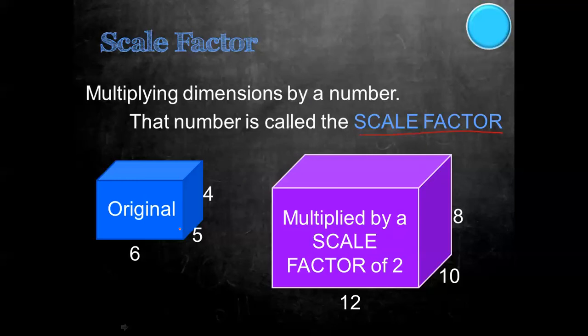So for example, if we were going to multiply these numbers by 2, the length, the width, and the height, 6 times 2 is 12, 5 times 2 is 10, 4 times 2 is 8, we would say that we multiplied all the dimensions by a scale factor of 2.